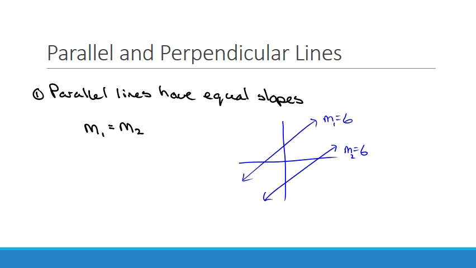And now why do they have to be equal? Well, if they weren't equal, that means they'd be going at different angles, so eventually they would cross. So the only way they will never cross would be if they have the exact same slope. And remember, never cross, that's basically the definition of parallel. These lines will never cross. All right, so parallel lines have equal slopes.